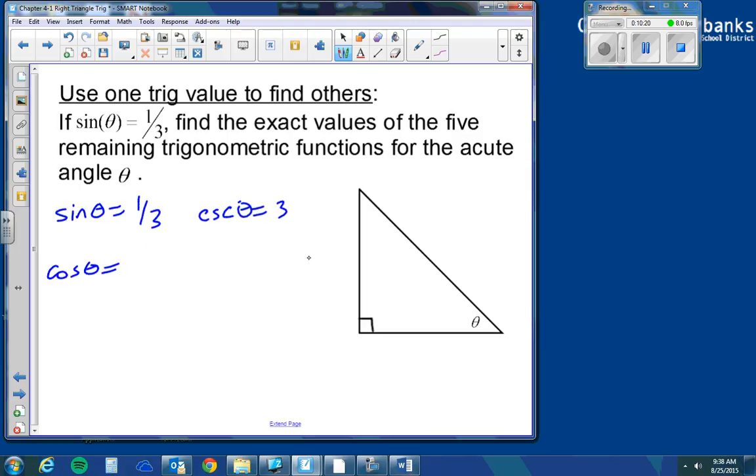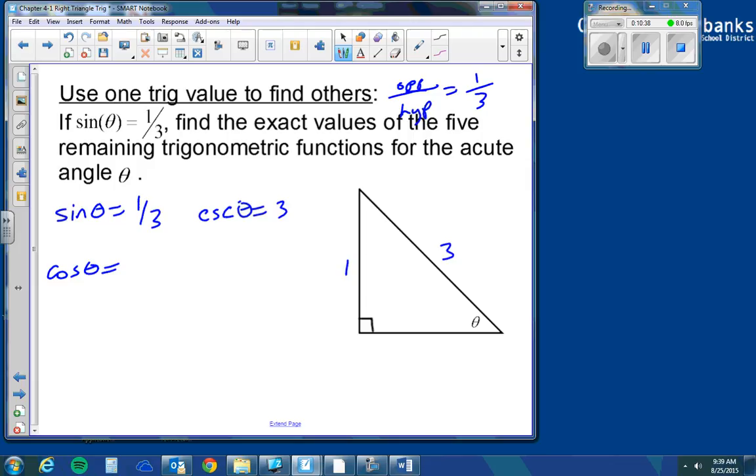Here, look, we need to put this in the picture. They gave us sine. Sine is opposite over hypotenuse, right? But that means the 1 is opposite the angle. The 3 is the hypotenuse in our picture. So go in your picture, put the 3, put the hypotenuse, and then where does the 1 go? On the left or on the bottom?